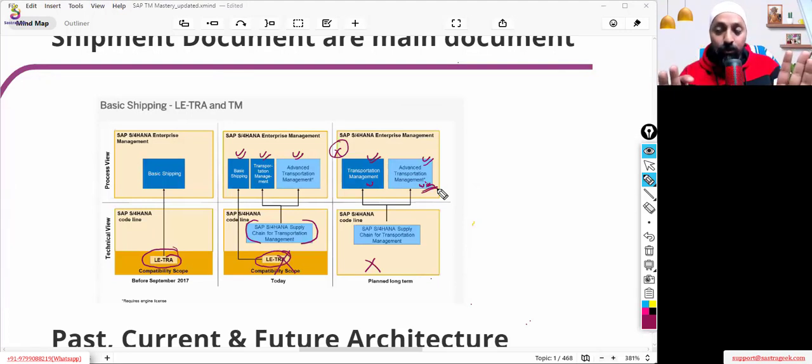When you move to S/4HANA embedded TM, you'll be having two options. One option would be to go ahead with the basic shipping and advanced shipping. Basic shipping doesn't require a license, but requires a TM consultant. Advanced shipping requires a license as well as the TM consultant to implement it.